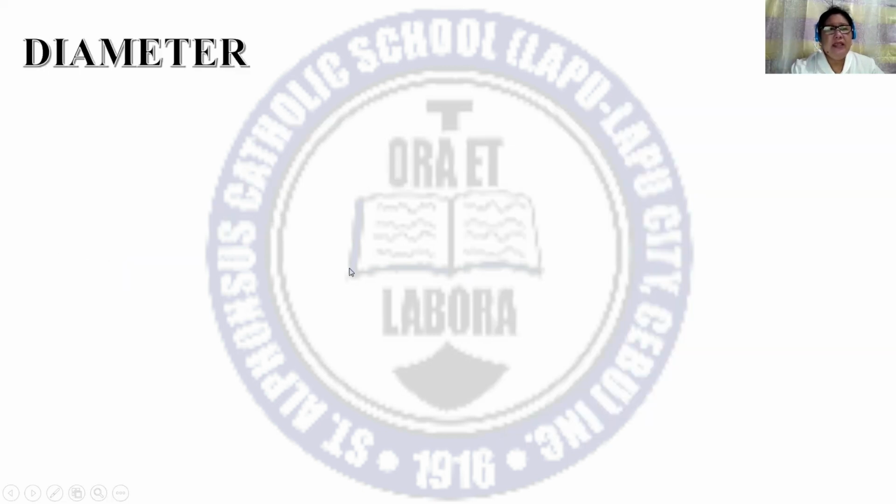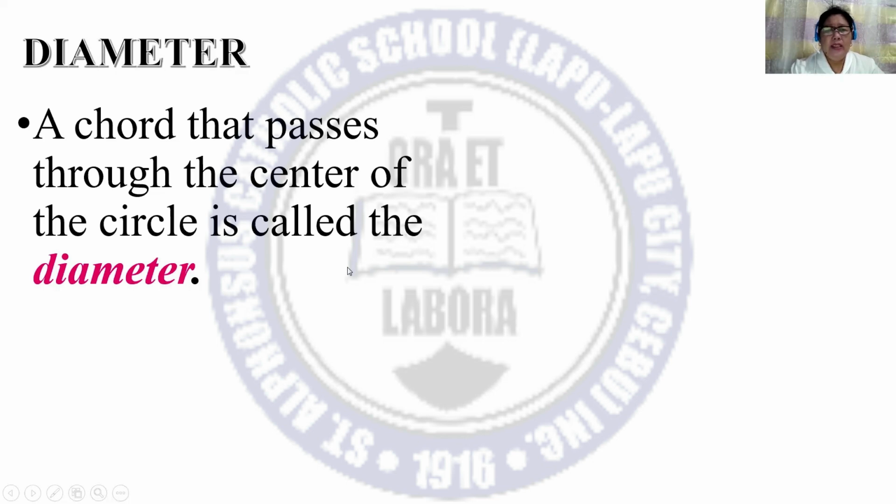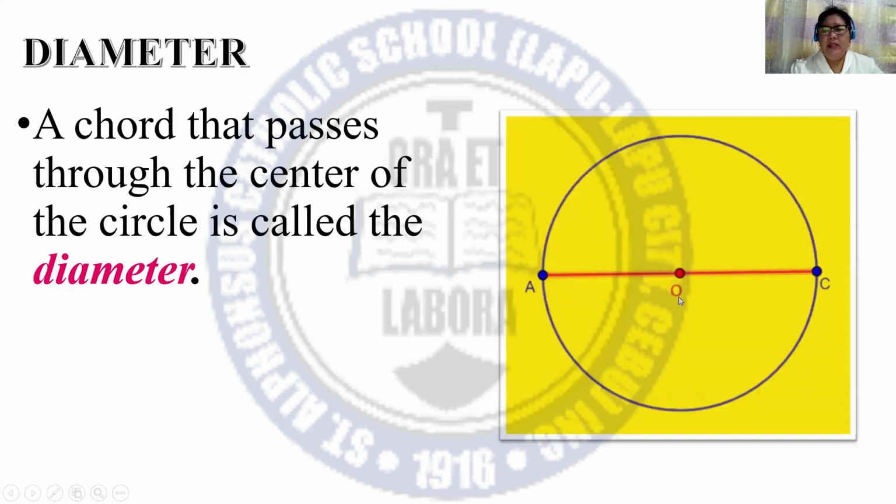Let us have a diameter. A chord that passes through the center of the circle is called the diameter. For example, in circle O, you have a segment passing through center point O, and this segment is considered as a diameter. This is diameter AC.